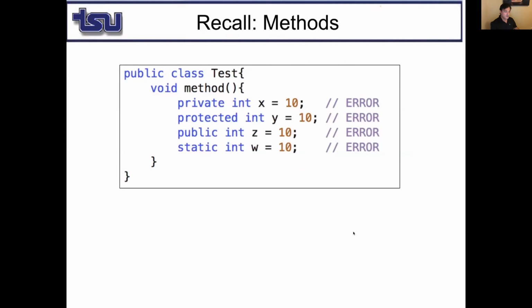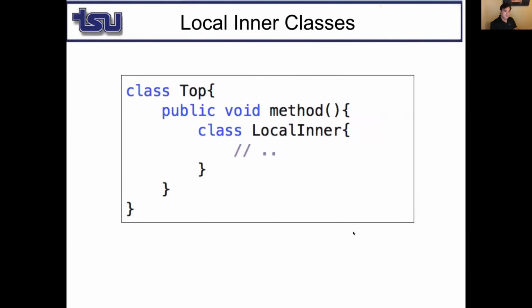Now, just to remind you, if I have a method, I cannot have X private, Y protected, Z public, or W static. It makes no sense, because the scope of all of them is within this method. Making it private is moot anyway within this method, and so on. Java does not allow that. Similarly, here is what I mean by local inner class.